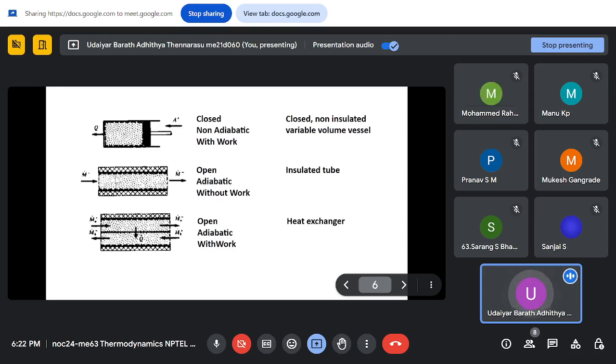Again, down below, if you see, there is mass transfer. There are two tubes joined together, in both of which mass is flowing, and you can assume that both are at different temperatures. Because of that, heat is transferred between the two. So this is an example of a heat exchanger. You see the outside is insulated because heat transfer is happening only between the two fluids. This is still an example of an open system because mass is coming in and going out.